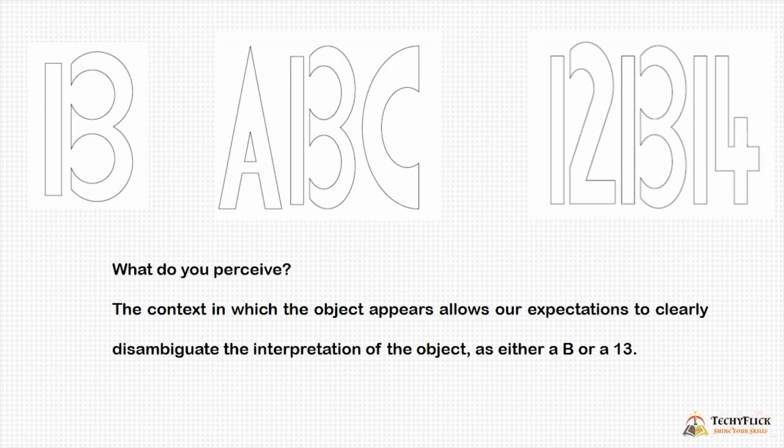From this diagram, what do you perceive? The context in which the object appears allows our expectations to clearly disambiguate the interpretation of the object as either B or 13. In the first diagram, it is B, not 13. In the second diagram, it is A, B, C. In the third diagram, it is 12, 13, and 14.